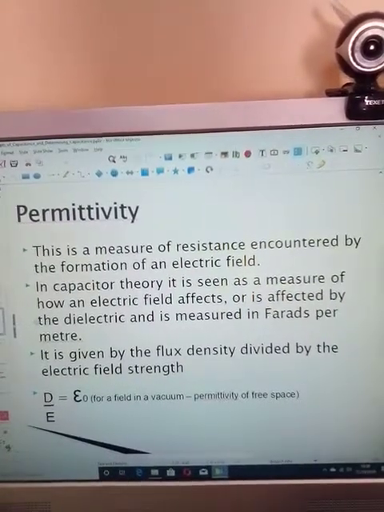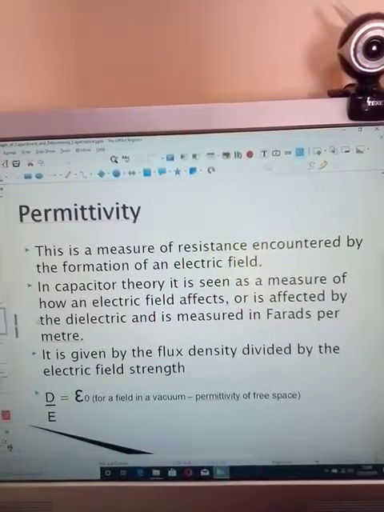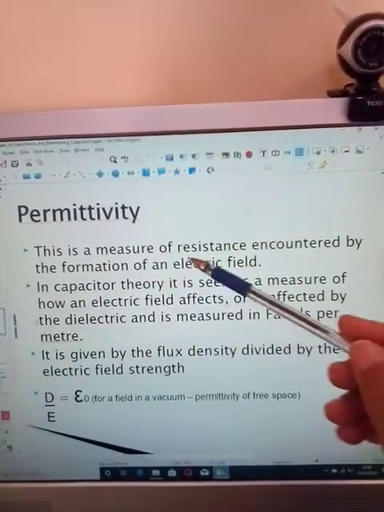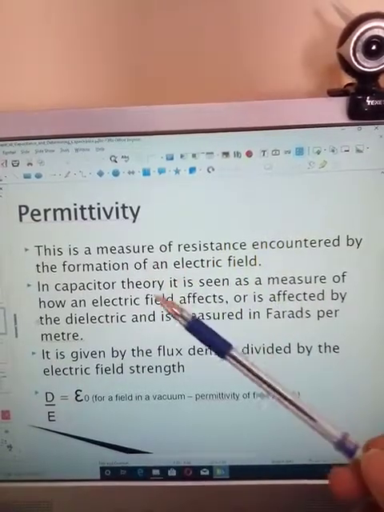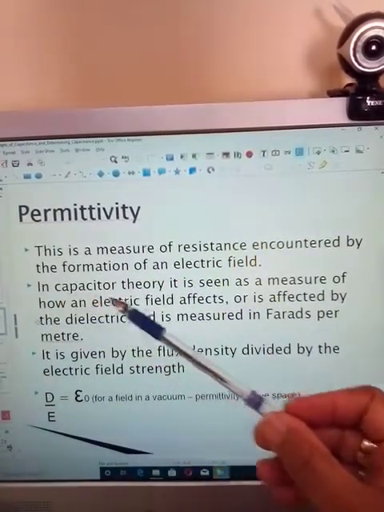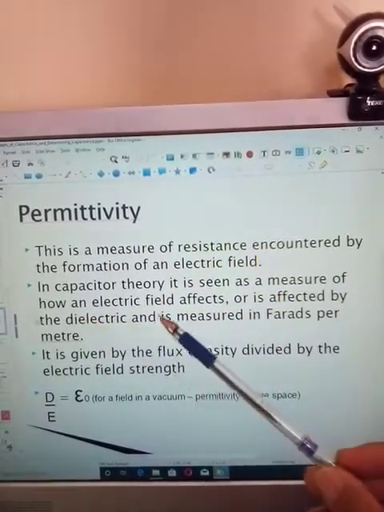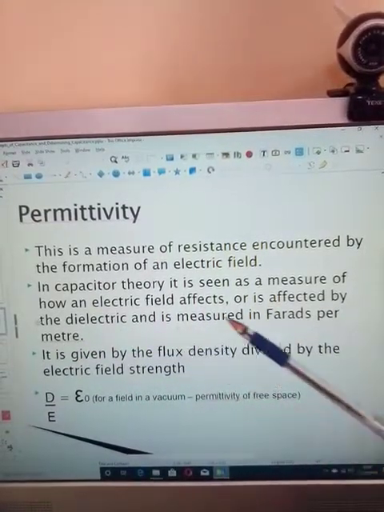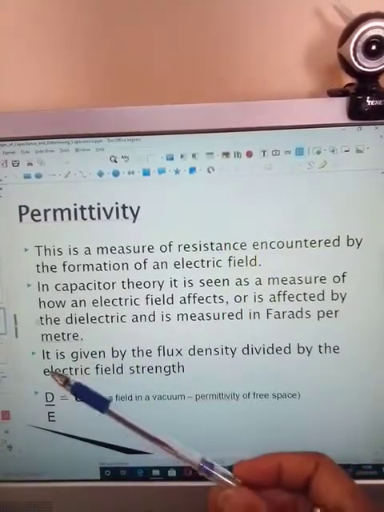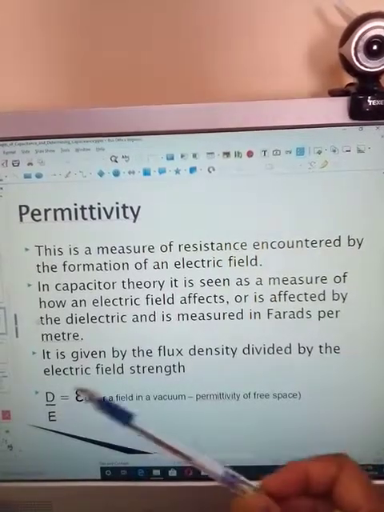Right, permittivity. This is a measure of resistance encountered by the formation of an electric field in respect of a capacitor. In capacitor theory, it is seen as a measure of how an electric field affects or is affected by the dielectric, and is measured in farads per meter. It is given by the flux density divided by the electric field strength.